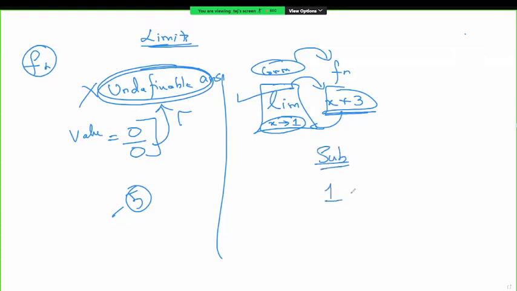So x becomes 1 plus 3. So the answer became 4. Done. Now cross check. Is this 0 by 0? Is this undefinable? No. Which means my answer is correct. Got the logic of how it works? Now, I'll tell you what I meant by undefinable with an example.